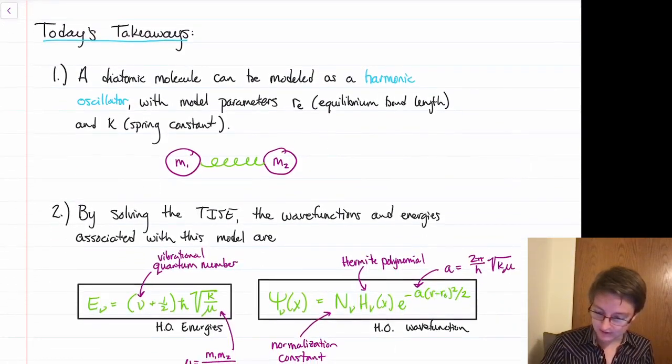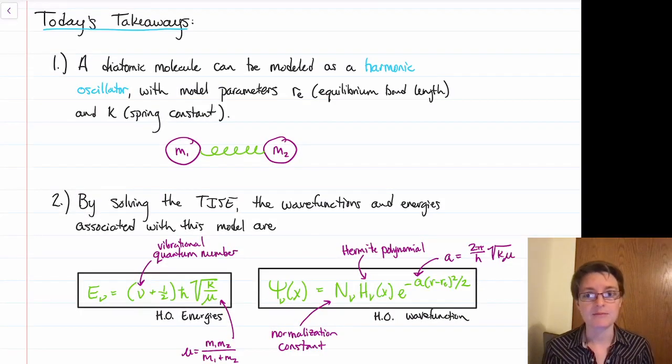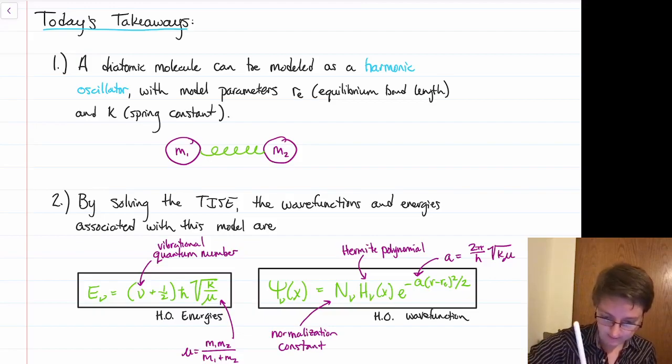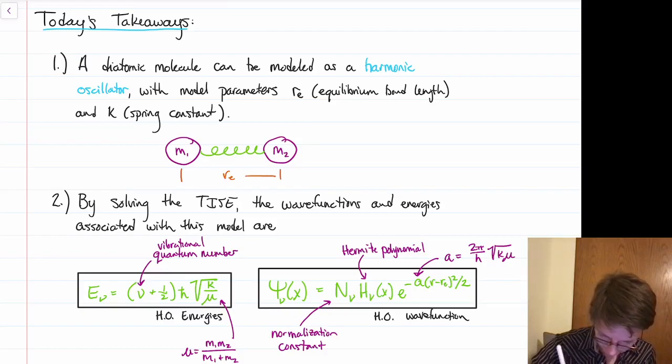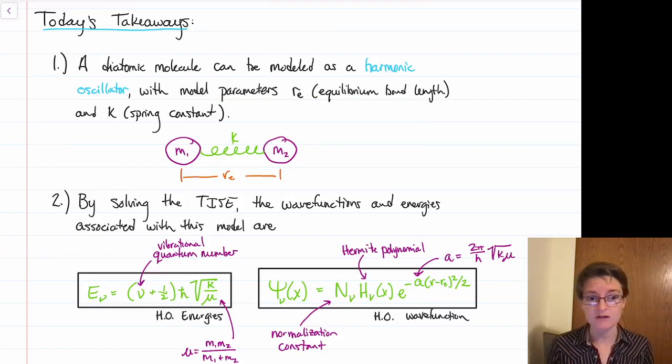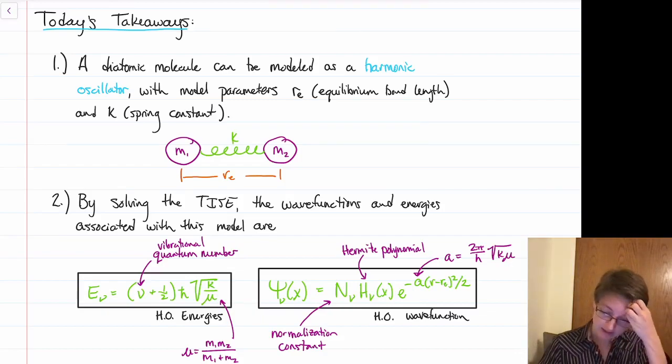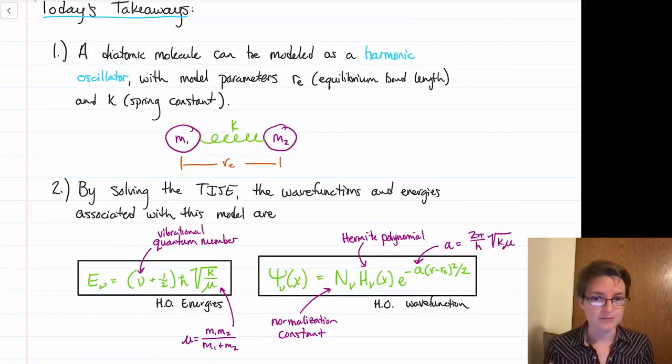All right, and so that's pretty much it for today. I want to wrap up by giving some takeaways from today's lecture, namely that we saw in today's lecture how we can model a diatomic molecule as a harmonic oscillator and with two model parameters, R sub E representing our equilibrium bond length and K representing our spring constant, or sort of a measure of the stiffness of this bond or of its bond strength.